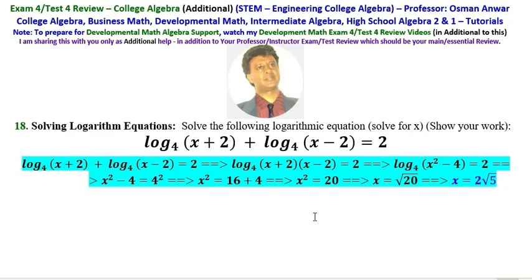Then this is log base 4 of (x squared minus 4) equals 2. To solve it, we're going to take the 4, raise it to the 2 and drop the log. That is x squared minus 4 equals 4 squared. That is x squared equals 16 plus 4. That is x squared equals 20. That is x equals square root of 20. 20 is 4 times 5. Square root of 4 is 2. Then this is x equals 2 square root of 5.